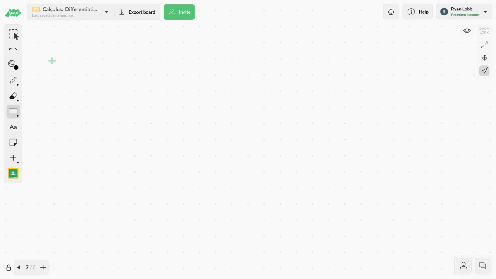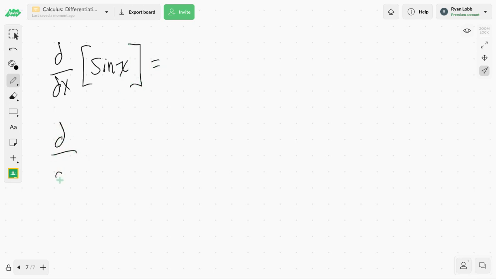Here are rules that you've got to commit to memory. There's nothing fancy in terms of doing these. This is pretty much rote memory. I'm just going to write this one out like this. So your trig functions: the derivative of sine of x and the derivative of cosine of x.